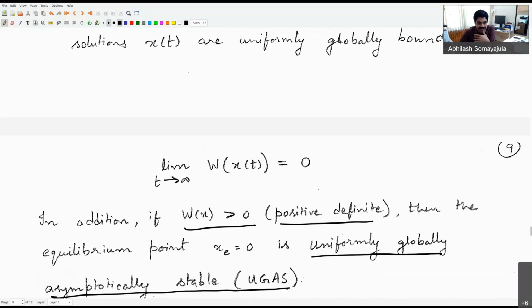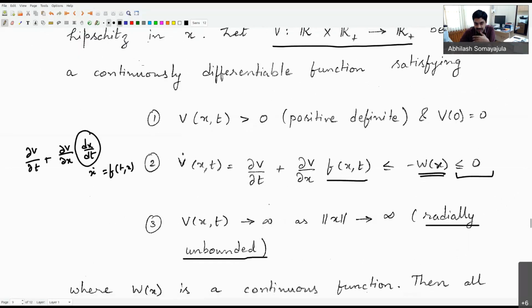I'm just calling it a name. Instead of writing this entire expression, I'm just saying that if all of this is bounded by some W of x, and that W could simply be 0 for all I care, across all x, okay? In which case the equality directly holds, isn't it? But the point is, as long as v dot is bounded and less than or equal to 0, then the system is globally stable.